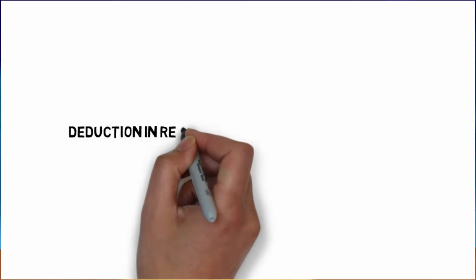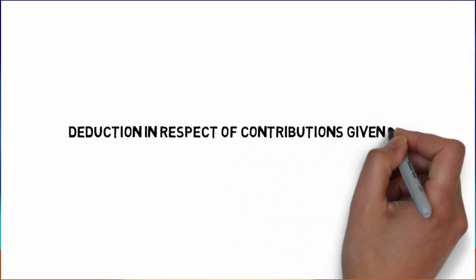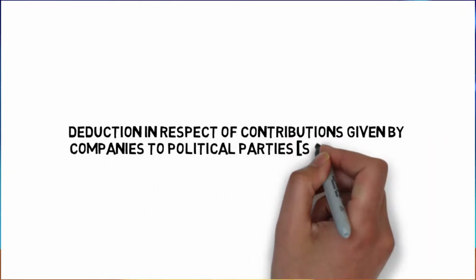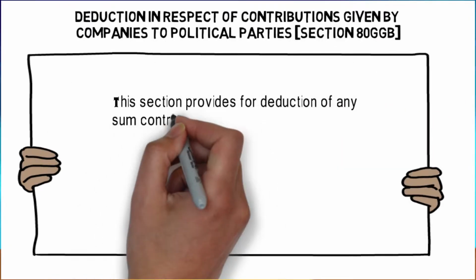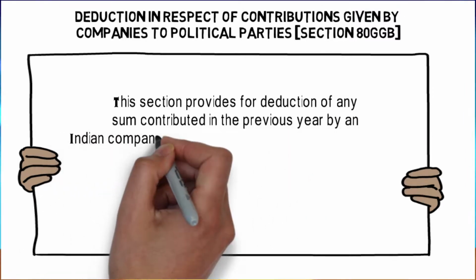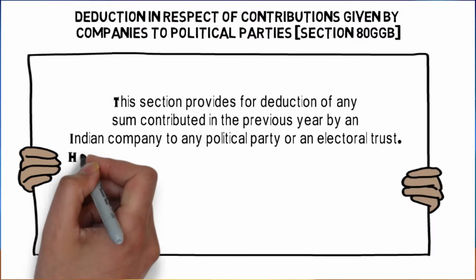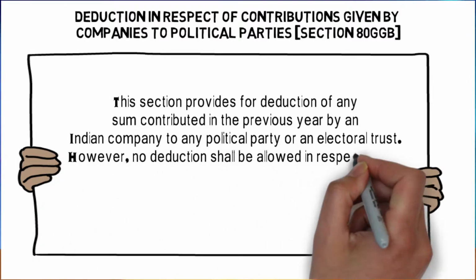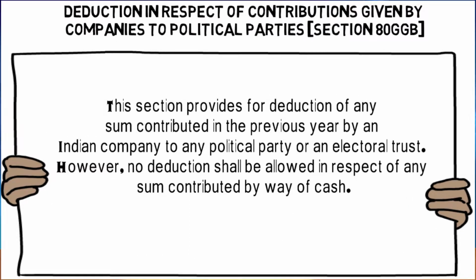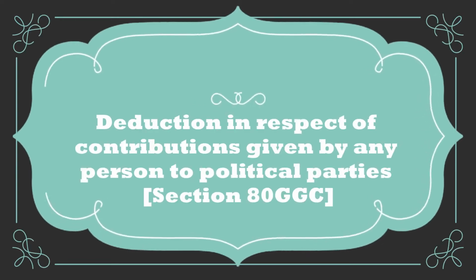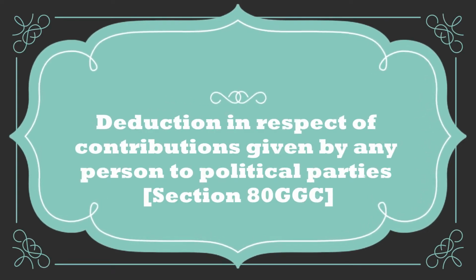Section 80GGB, that is deduction in respect of contributions given by companies to political parties. This section provides for deduction for any sum contributed in the previous year by an Indian company to any political party or an electoral trust. However, no deduction is allowed in respect of any sum contributed by way of cash. So this is regarding 80GGB and 80GGC. 80GGC also discusses deductions in respect of contributions given by persons to political parties.